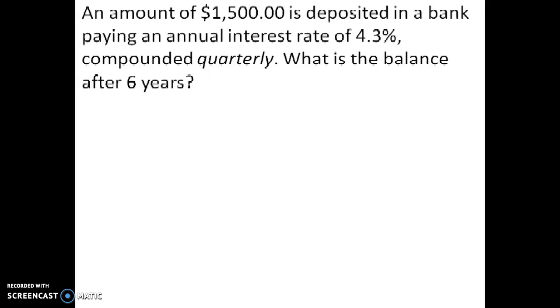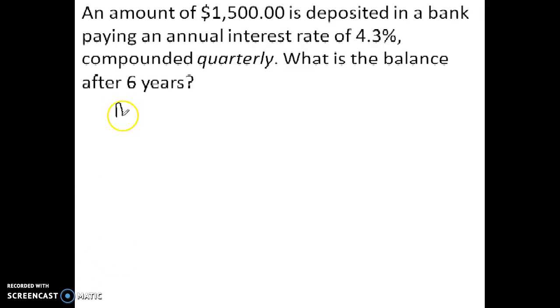Let's take a look at a few examples of how we're going to apply compound interest. So for example, in this problem we have an amount of $1,500 deposited in a bank account paying an annual interest rate of 4.3%. It's compounded quarterly. What is the balance after 6 years?